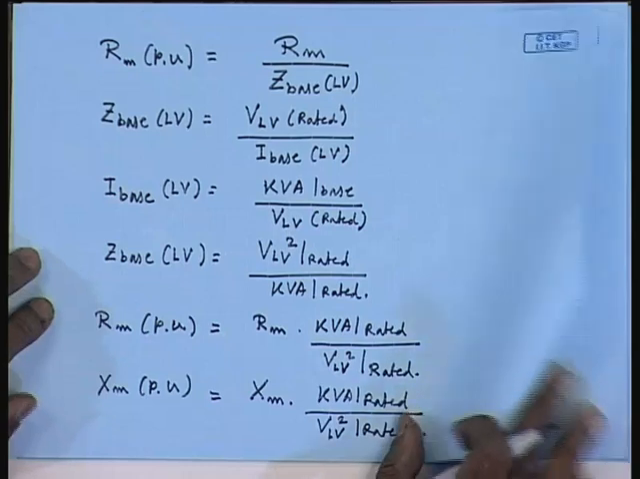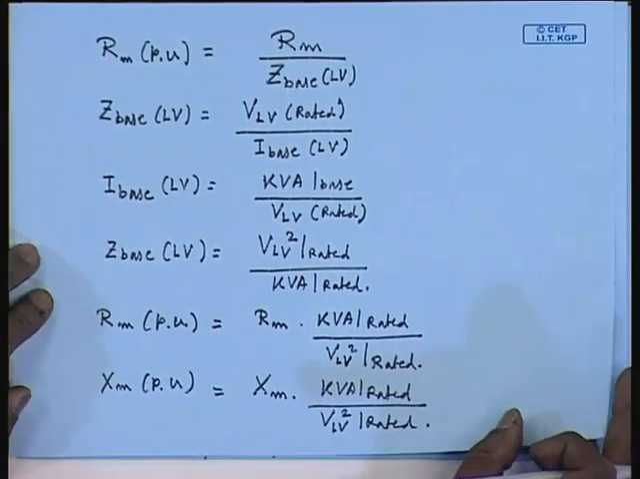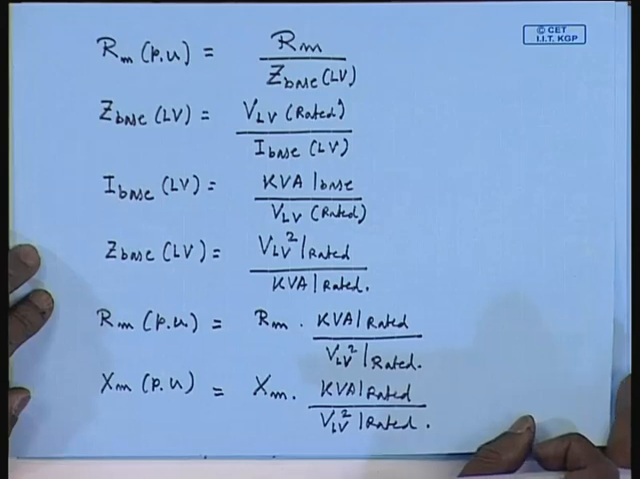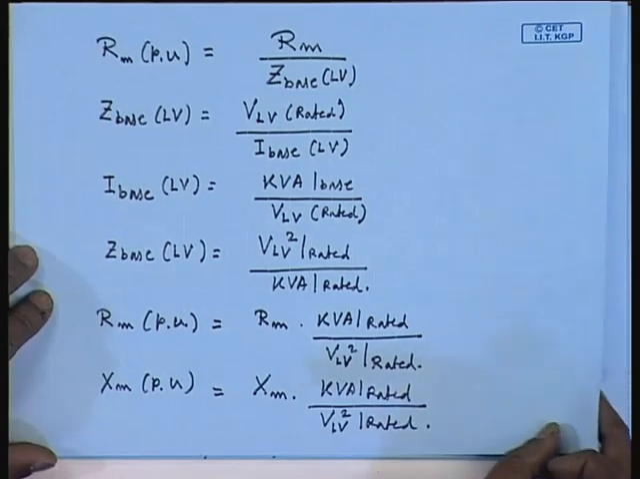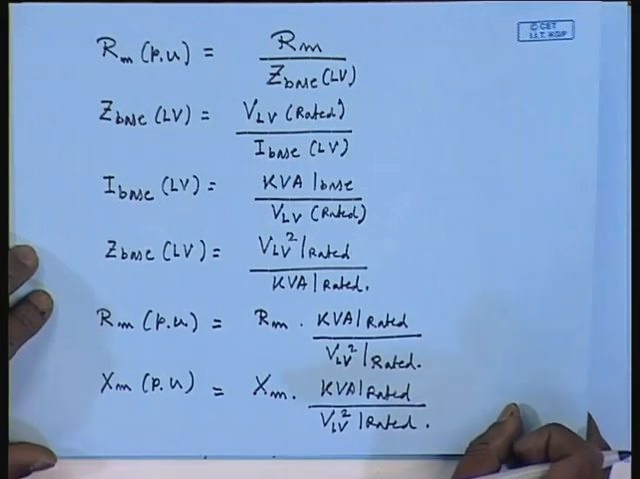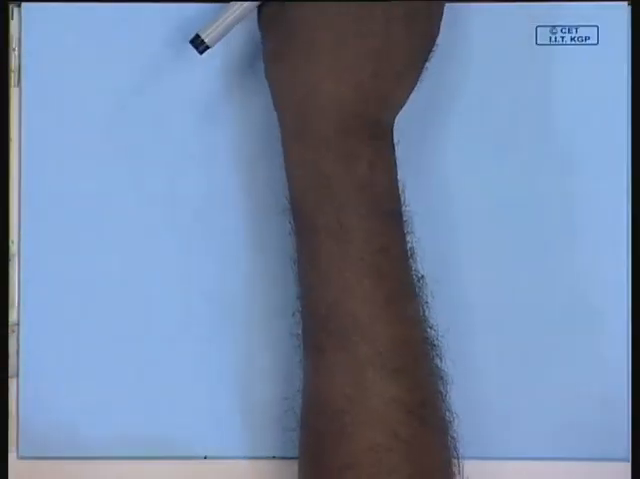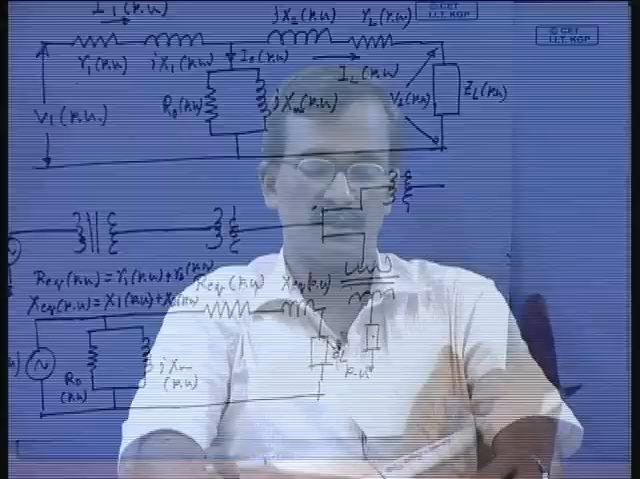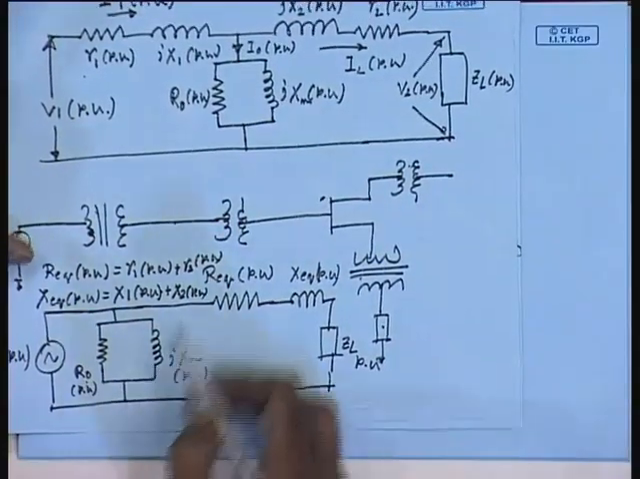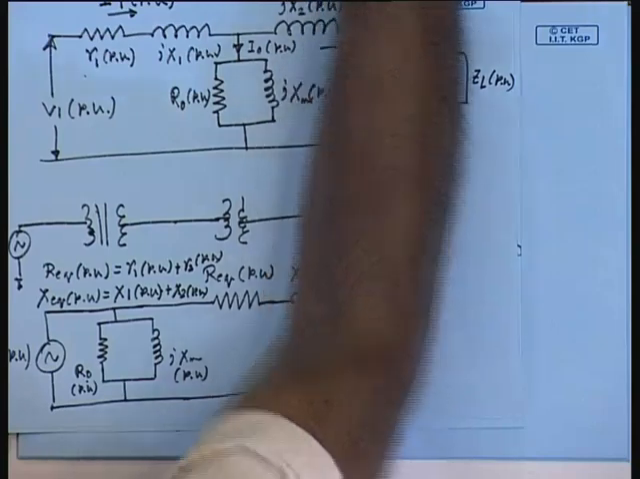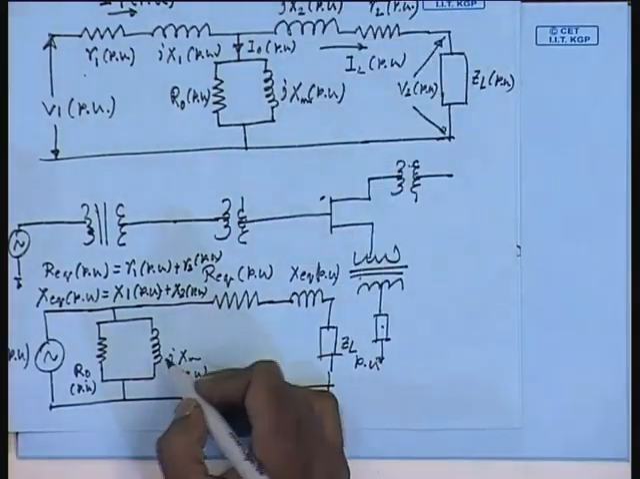So, thus we can find out the actual shunt branch parameters of the transformer referred to the LV side and convert them to per unit parameters with LV side base quantities. So, of the parameters of the approximate equivalent circuit of a transformer, we have found Rm and Xm.